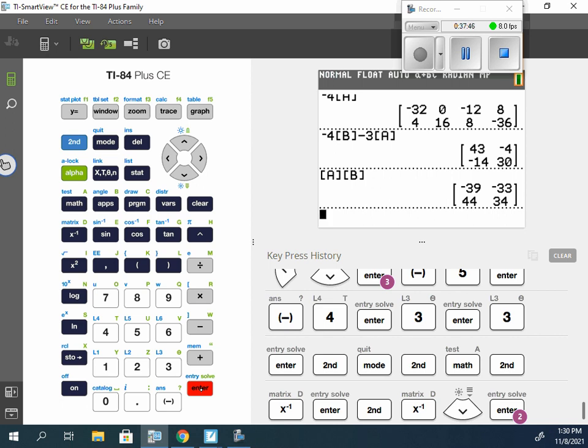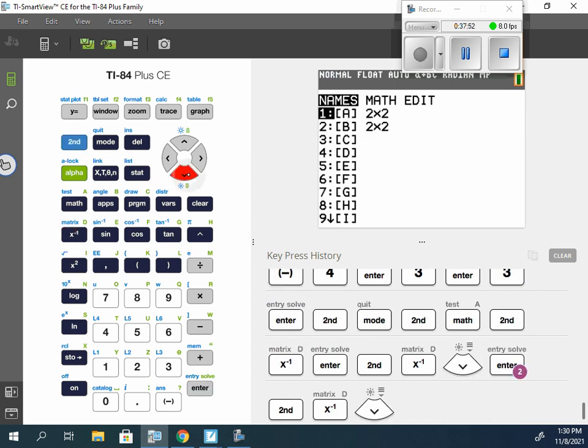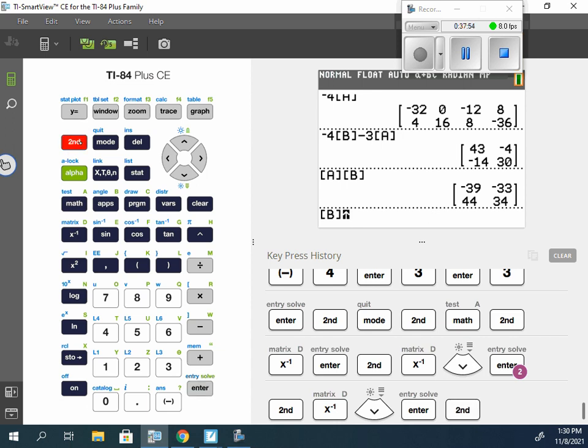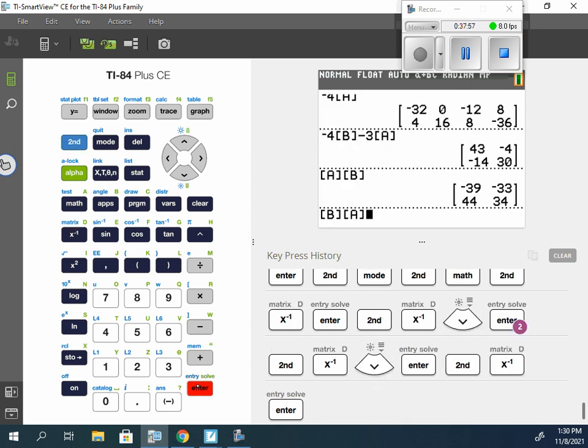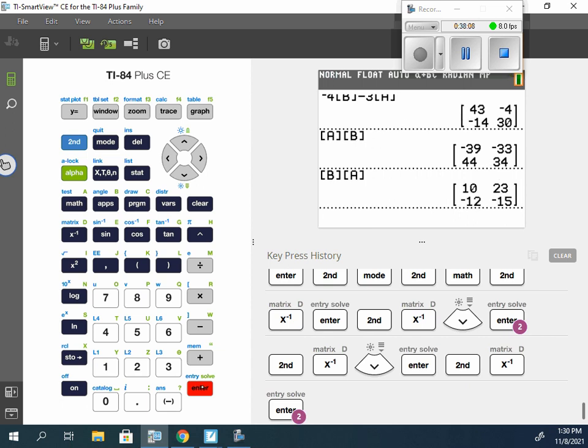Is that what we got before? I'm going to try this. Let's go second matrix B, second matrix A. So B times A, yes? What do we expect to happen? It will change. Multiplication with matrices will not be the same. A times B will not give us the same thing as B times A.